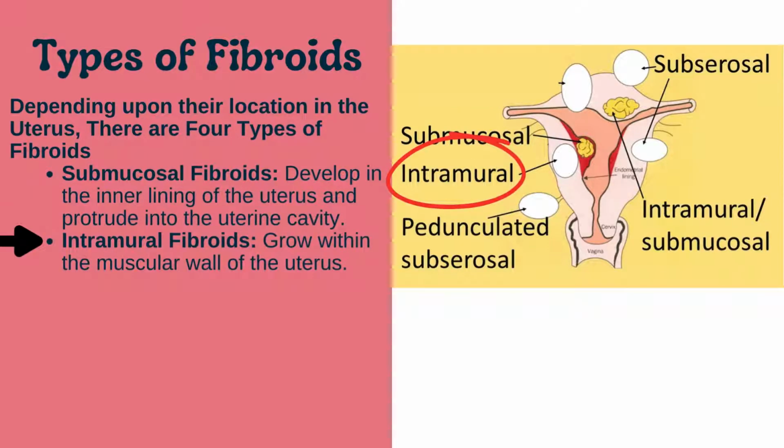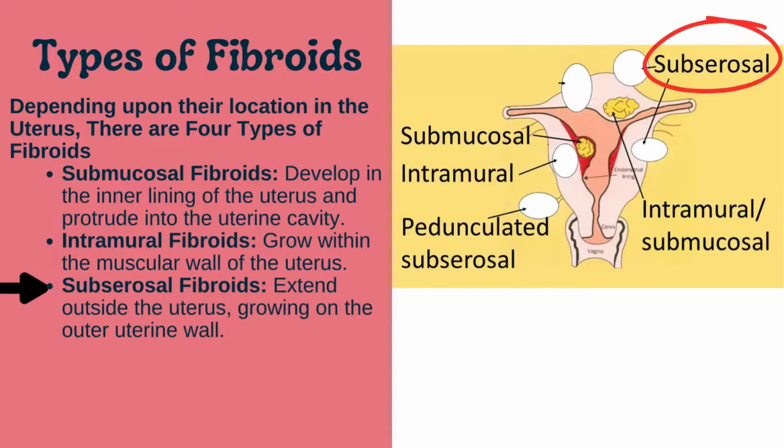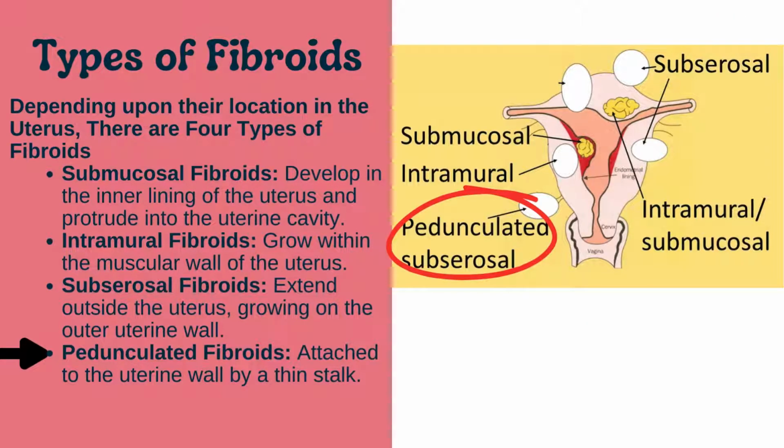Intramural fibroids grow within the muscular wall of the uterus. Subserosal fibroids extend outside the uterus, growing on the outer uterine wall. Pedunculated fibroids are attached to the uterine wall by a thin stalk.